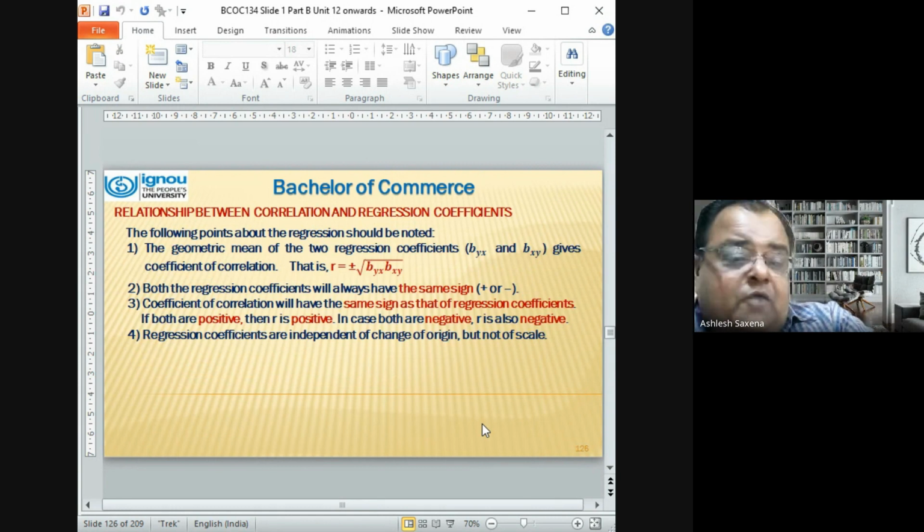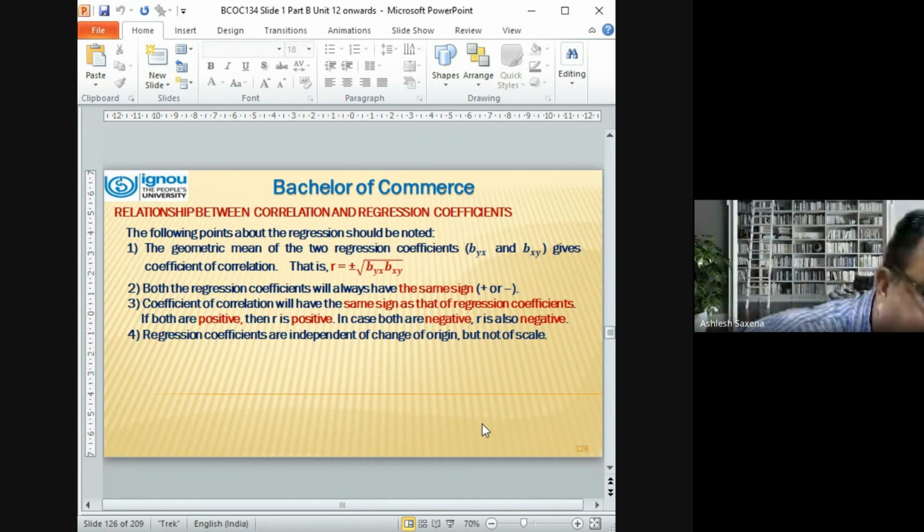Now, what is the relationship between correlation and regression coefficients? The following points about the regression should be noted. The geometric mean of the two regression coefficients, that is Byx and Bxy, gives the coefficient of correlation. That is, r is equal to plus minus under root Byx into Bxy.